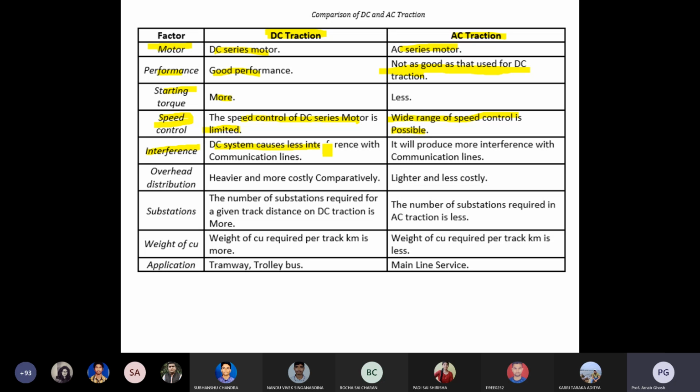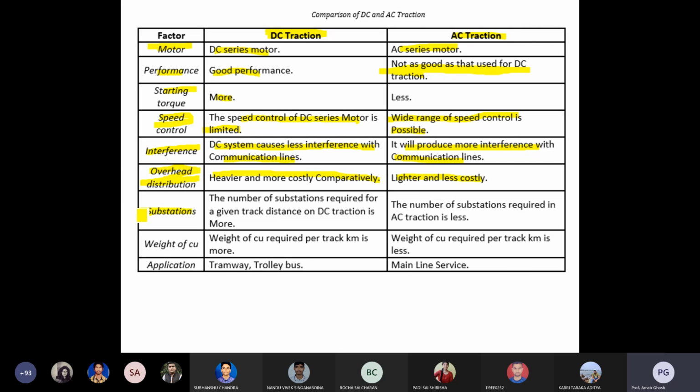Interface: the DC system causes less interference with the communication line, while AC causes more interference with the communication line. Overhead distribution in DC is heavier and more costly compared to AC, which is lighter and less costly. Why lighter? Due to the skin effect. Skin effect means you can make the conductor hollow in nature.